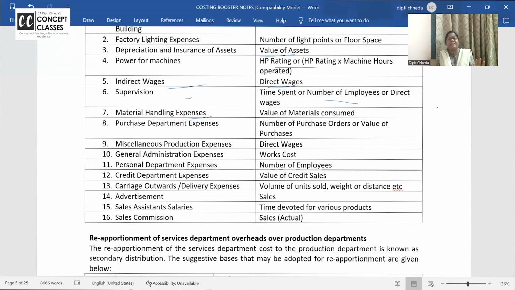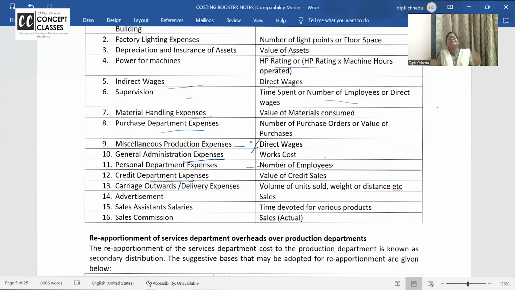Material handling expenses you have to charge like carriage inward and all. Purchase department expense based on the number of purchase orders of each department. Miscellaneous production expenses, direct wages. General administrative expenses as a percentage of the works cost. Yeah, factory overhead as a percentage of wages. Personnel department expense apportioned to all the departments based on number of employees.